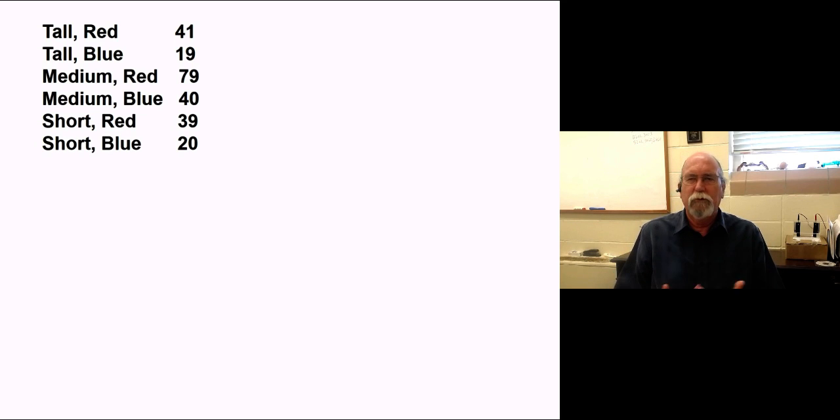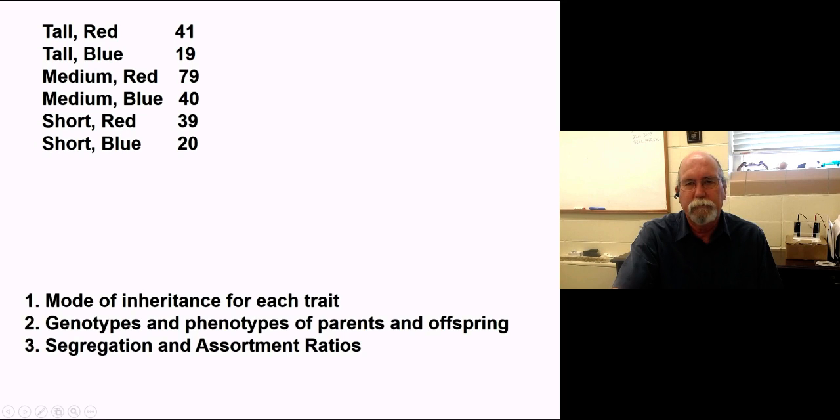You don't really know anything about any of this. So you start thinking, well, what am I supposed to do? Well, I'm supposed to diagram, right? That's the way you work genetics problems. And in doing that, here are the questions. What is the mode of inheritance for each of the traits that might be involved? Then what are the genotypes of the parents that produce these, as well as their phenotypes? And then what are the genotypes of these progeny? What is the genotype of a medium red in this case? And then to do this, you need to develop the segregation ratios and, of course, the assortment ratios, okay?